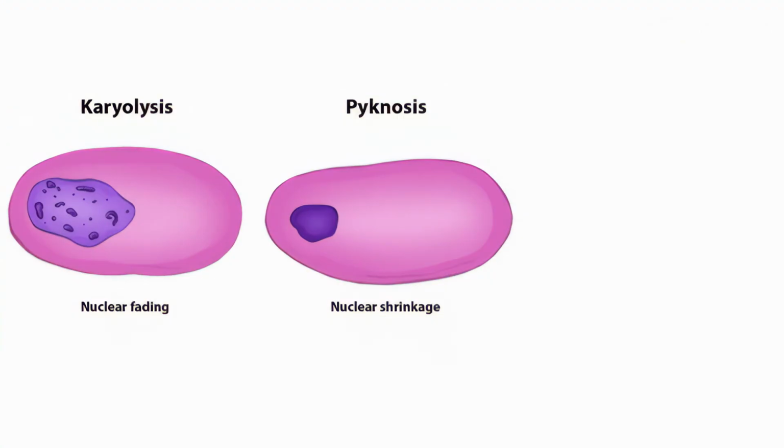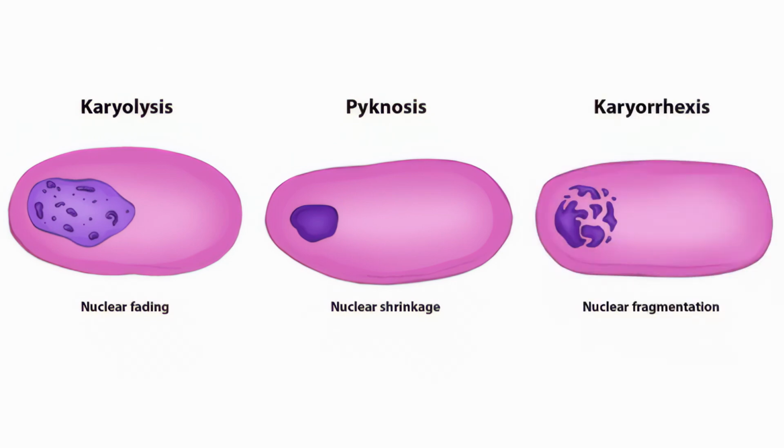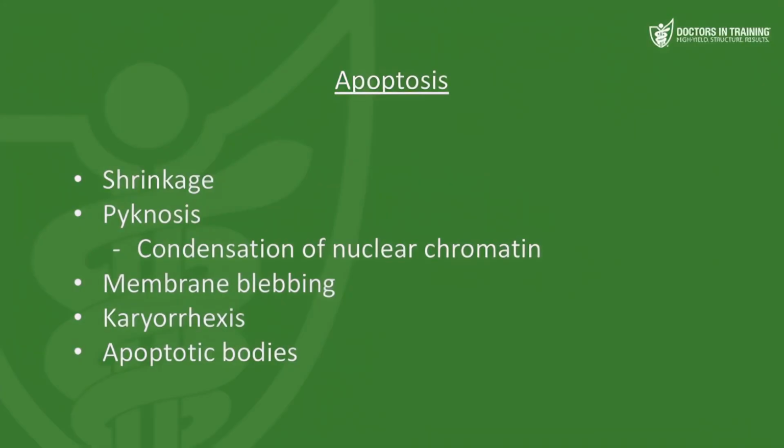Well, what's that? Well, pycnosis is condensation of the nuclear chromatin, which results in shrinkage of the nucleus as well. And this causes the cell to look basophilic as well. You'll also see some membrane blebbing, something called karyorrhexis. That's nuclear fragmentation. And the formation of apoptotic bodies. So things are breaking apart into smaller pieces, which are then phagocytosed.